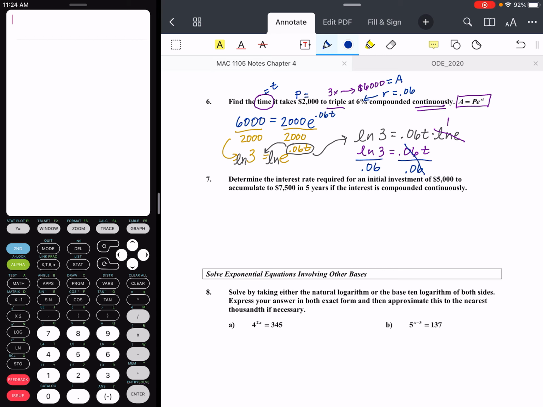All right, so let's put that in our calculator using the ln key on the left-hand side. So natural log of 3, then I'll use that right arrow in the top right corner to scoot out of the parentheses, and divided by 0.06. And it depends on our rounding instructions, but let's say they want us to round to the nearest tenth.